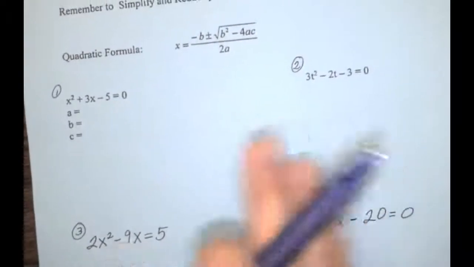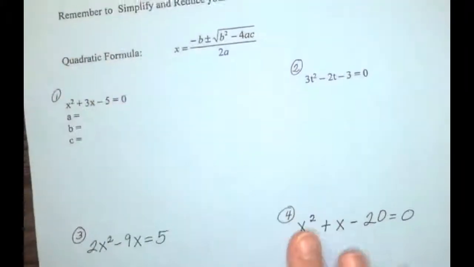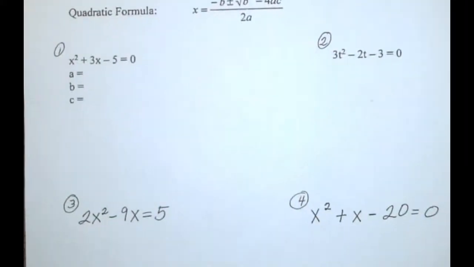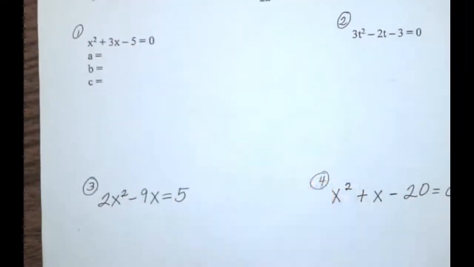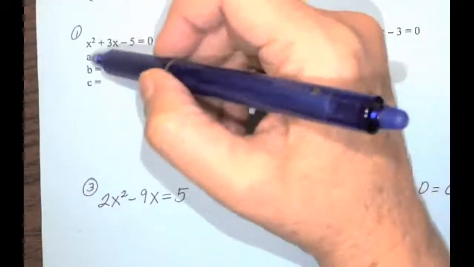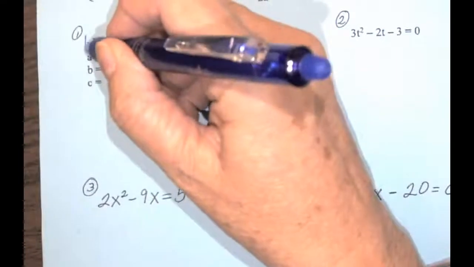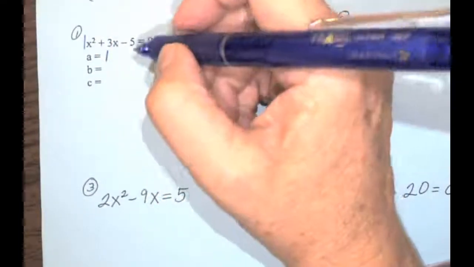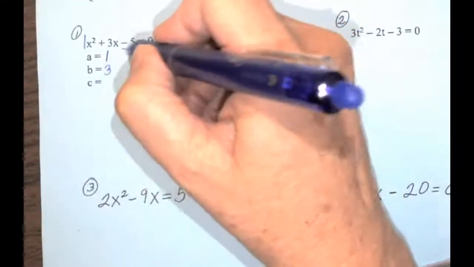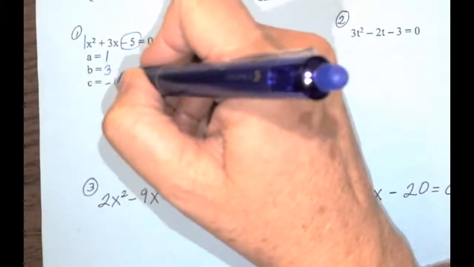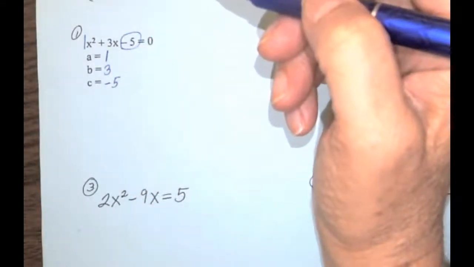Let's look at the first one. The first one, is it set equal to 0? Yes, it's ready for us. It's set equal to 0. Now I can identify A, B, and C. I told you A, B, and C are numbers. I don't see a number in front of the x squared term, so A must be that imaginary 1. B is 3. Be careful here because the minus is attached, making C negative 5.